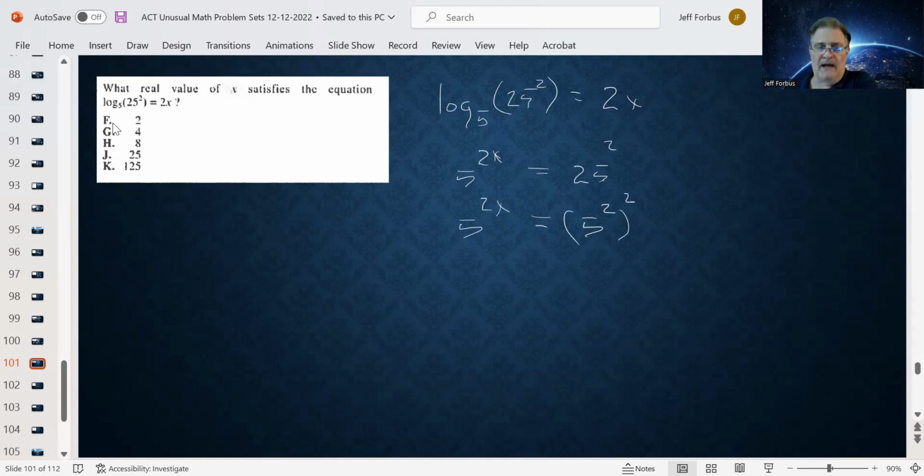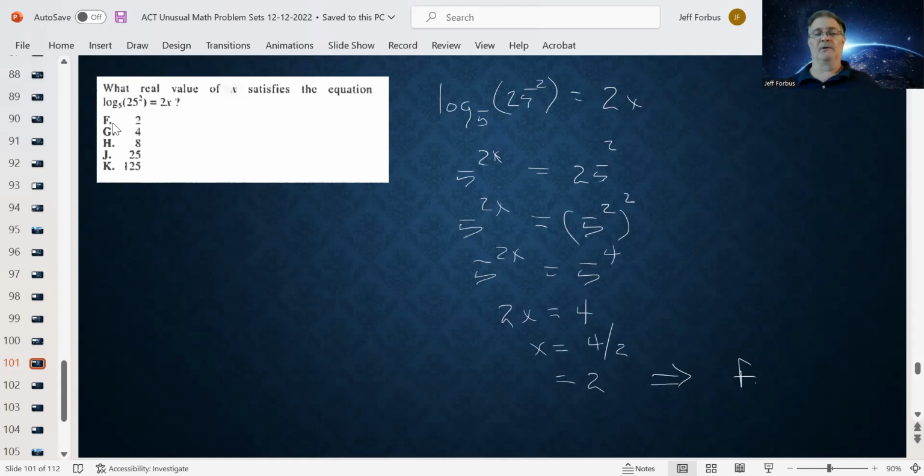So therefore, I can pull out my powers. And 2 raised to the second power is going to give us a 4, right? So that's going to be 5 to the 4th. 5 to the 2x. So 2x is equal to 4. Now, x is going to be equal to 4 divided by 2, which is going to be 2. Therefore, answer choice F.